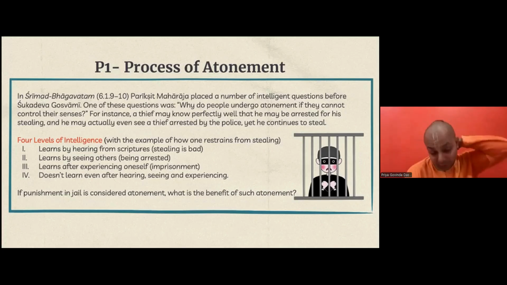And Prabhupada writes beautifully about the 4 levels of intelligence in people, and he compares it with an example of stealing. Somebody hears that stealing is bad, and he doesn't steal. Another person sees that somebody who steals got arrested, so he will stop stealing. A third kind of person will read, and will see others stealing, but still will not stop stealing until he is caught and put behind the bars.